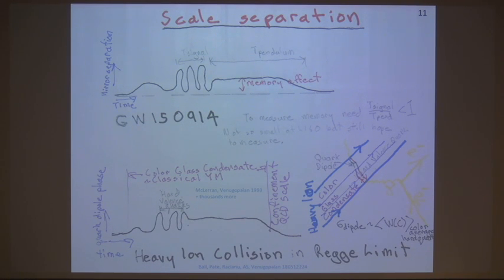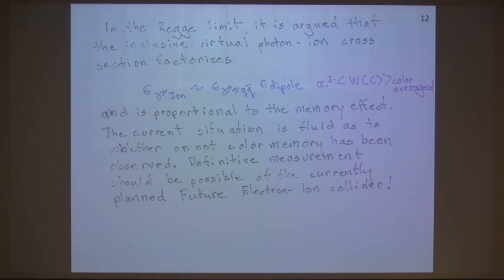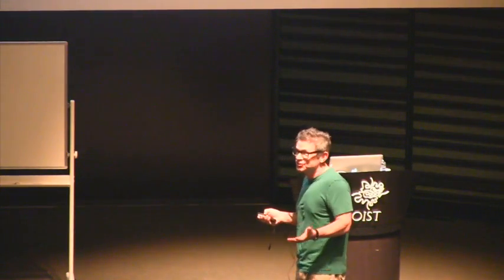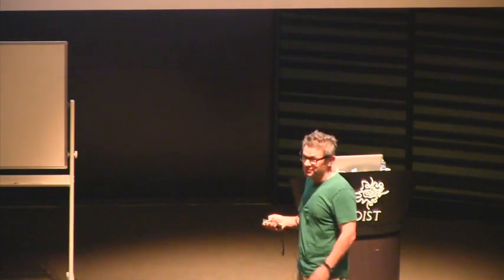And they've been arguing about whether this has been measured or not. Venugopalan, some people think it has, others think it hasn't. This is my last transparency. What they all agree on is that the only way to solve the problem and be sure is to build the $100 million future electron ion collider, which they are very confident is going to get built, either at Brookhaven or at Jefferson Laboratory. It's going to get built, and it's going to settle this question of whether or not color memory is a real phenomenon.